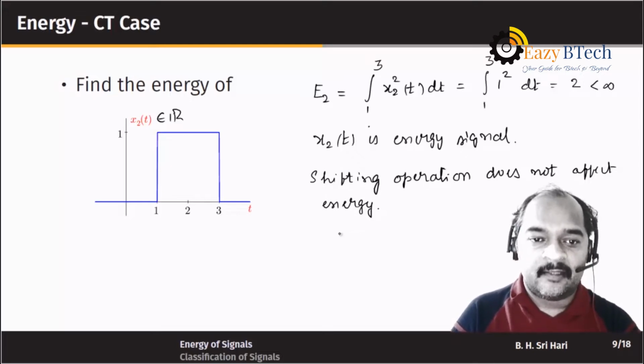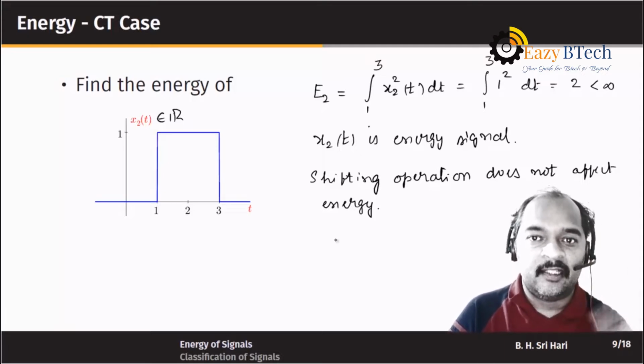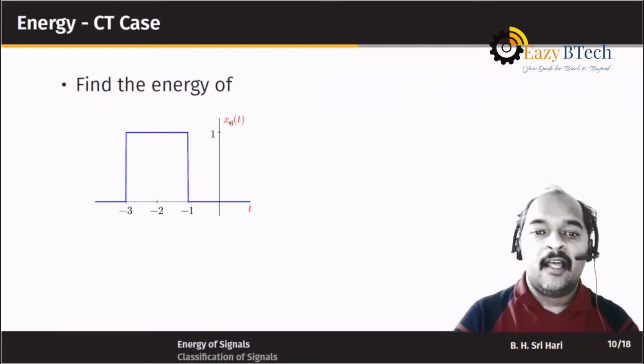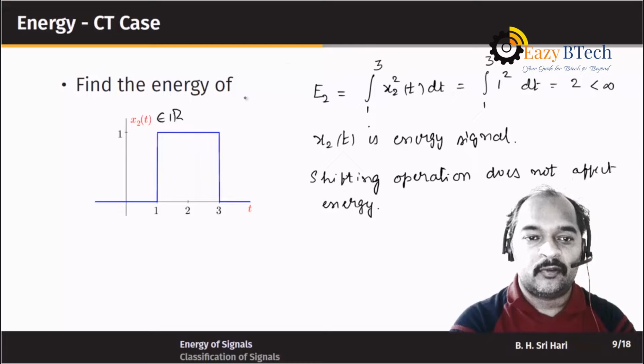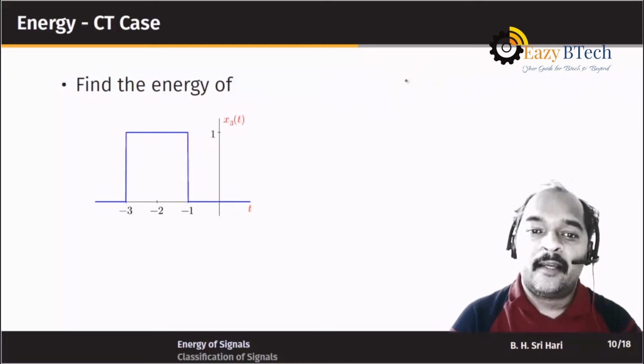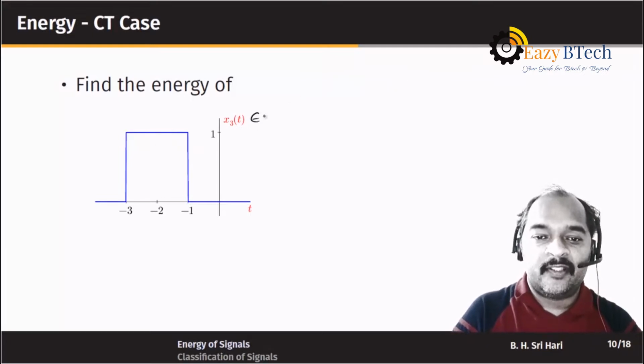Now, as a third example, we will do the time reversal of x2 of t. That means you just rotate the signal along the y-axis, so the signal will look like this. If you look at x3 of t and x2 of t, x3 of t is nothing but the time reversed version of x2 of t, and again the amplitude of the signal is always real.